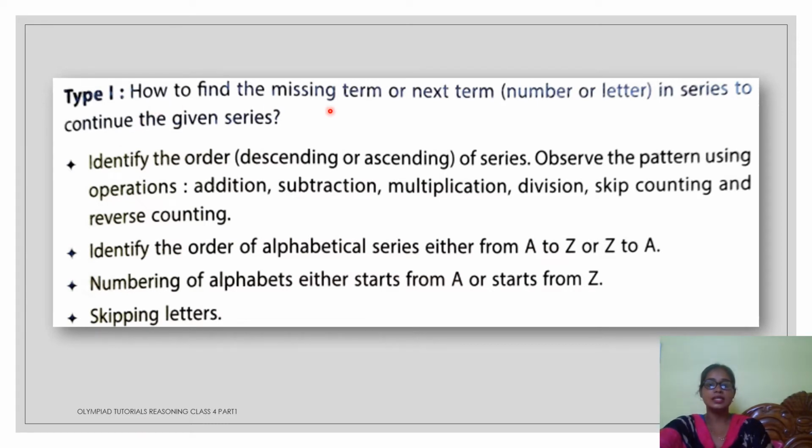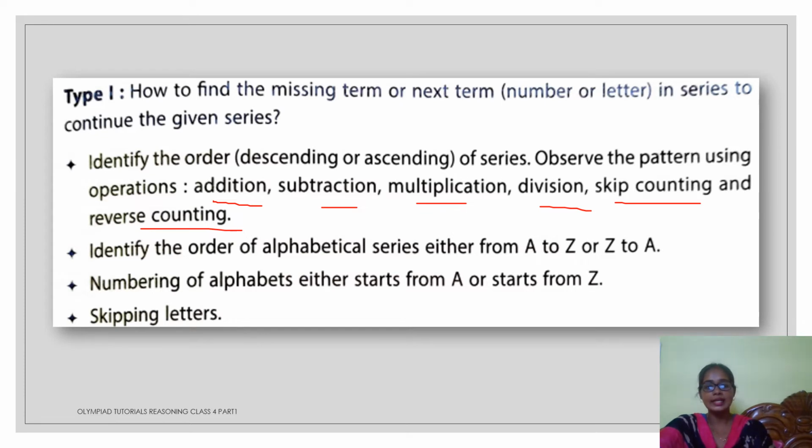how to find the missing terms or the next term in the series, to continue a given series. So first of all, a series will be given in the question. What you have to do is identify the order of the series, whether the series is in ascending order or in descending order. And overall, you can also implement different operations like addition, subtraction, multiplication, division, skip counting and reverse counting. These different methods can be alternatively used to find out which kind of series is asked in the question.